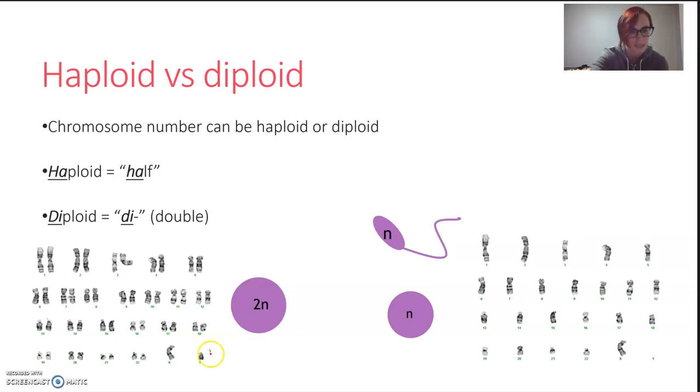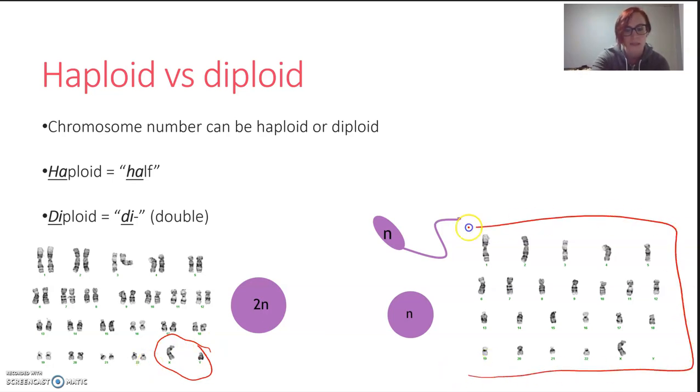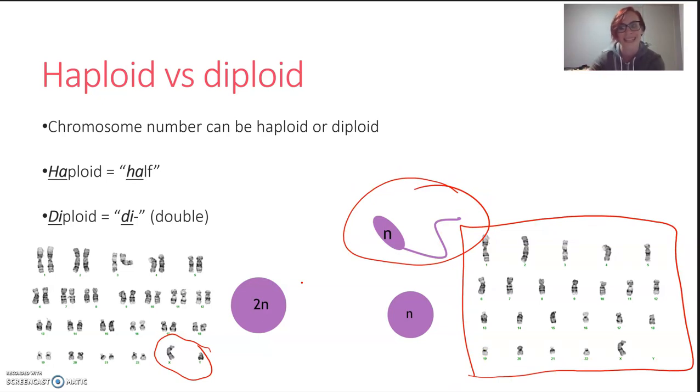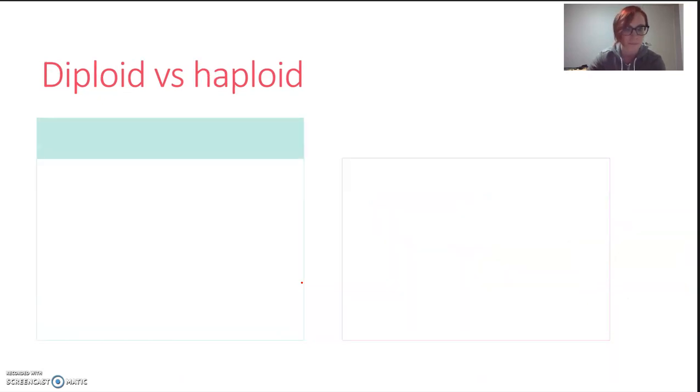And that is, say, this one's got an X and a Y, that's going to make it a male. So in this particular one, if we split it, it's going to be a sperm cell. So it only appears in the gametes, those sex cells, in our case, the sperm and the egg.